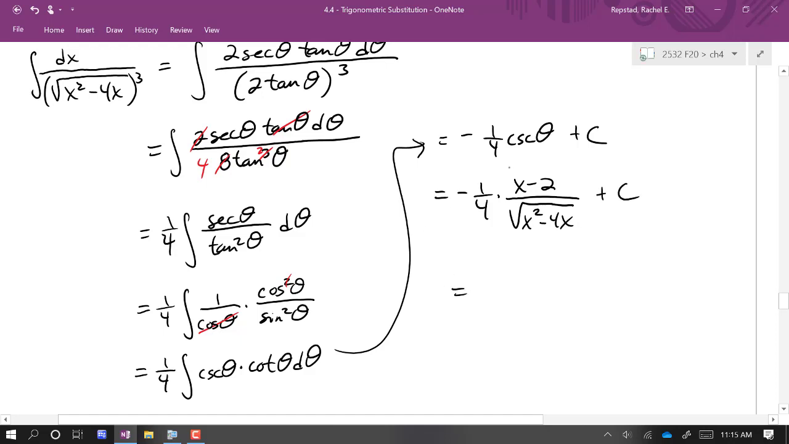And then I'm just going to simplify a little bit. I'm going to write it as a single fraction, and then on the bottom I have 4 times the radical x squared minus 4x. Up top I'm going to distribute that minus, so just flip the order of subtraction, so it'll be a 2 minus x.